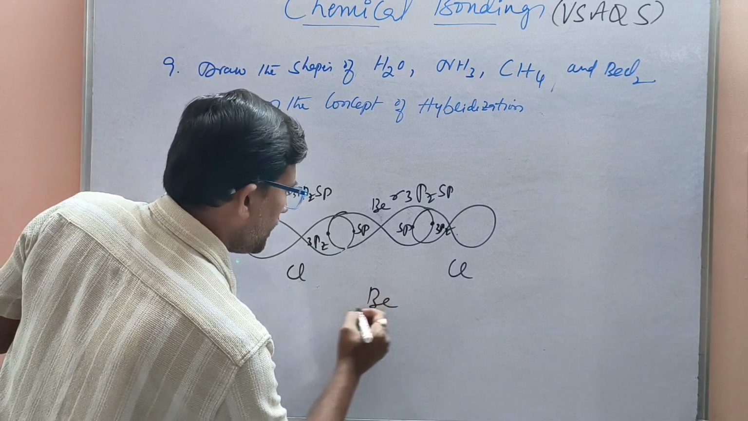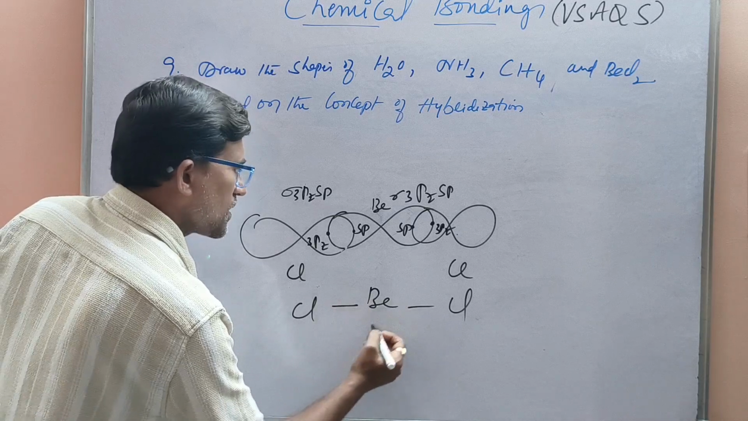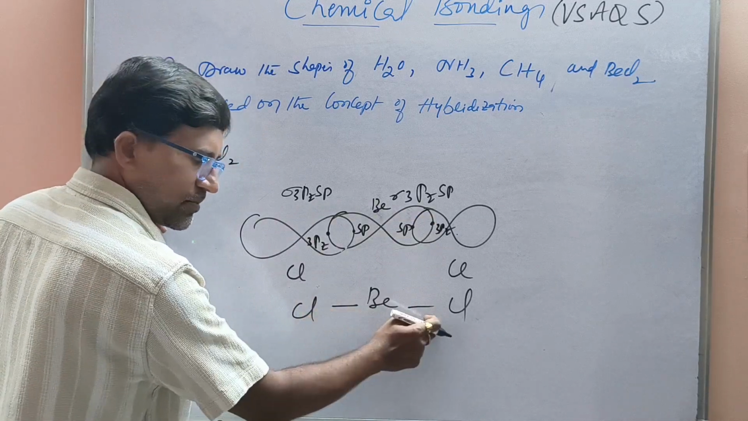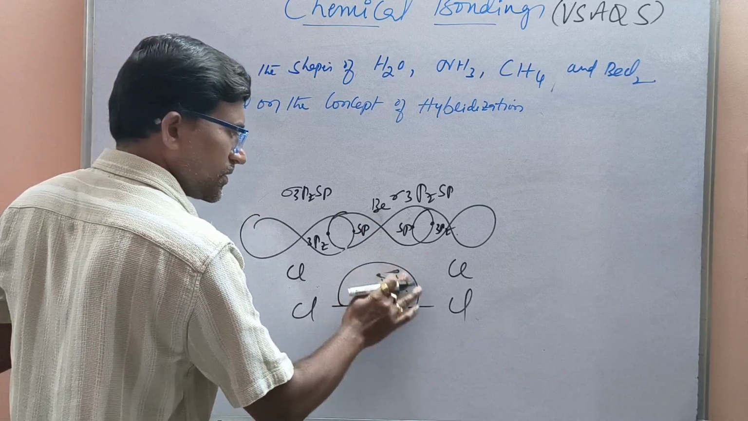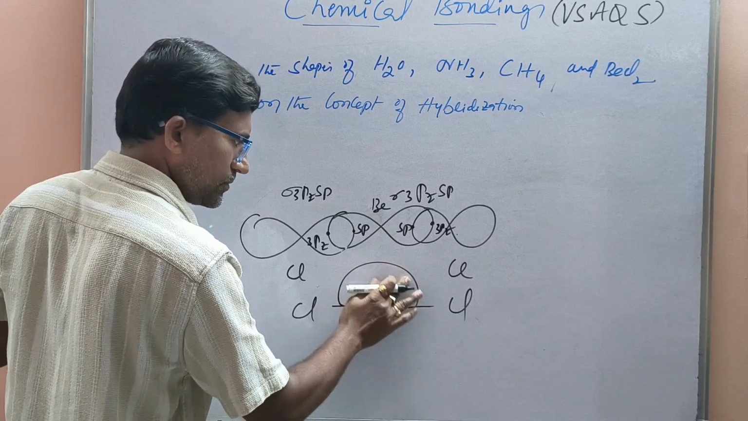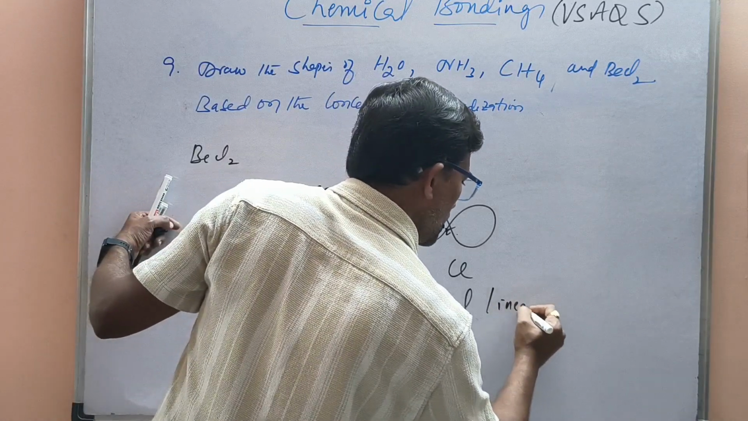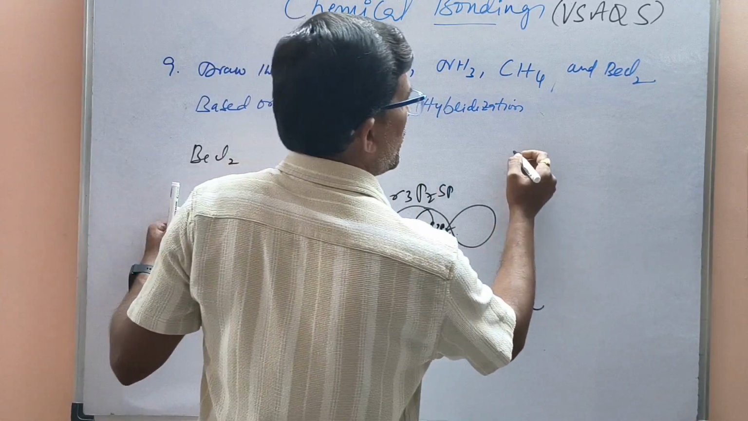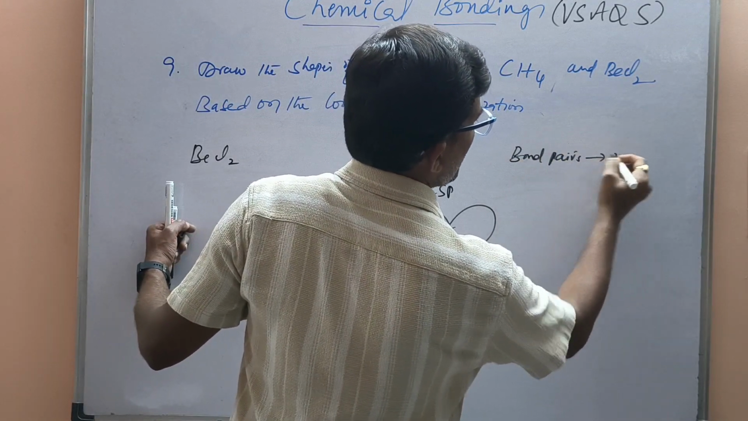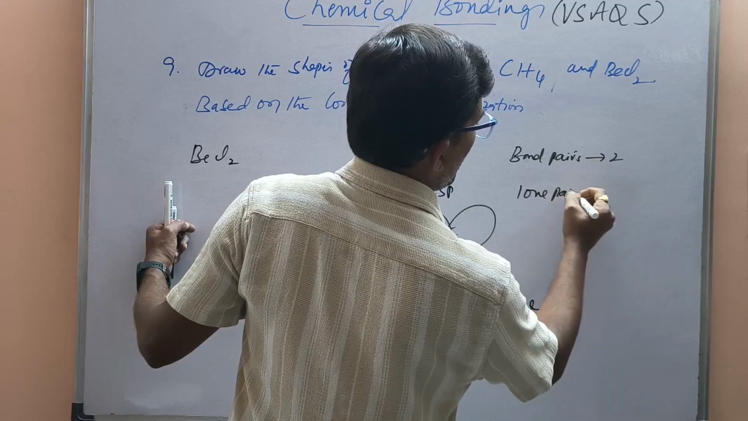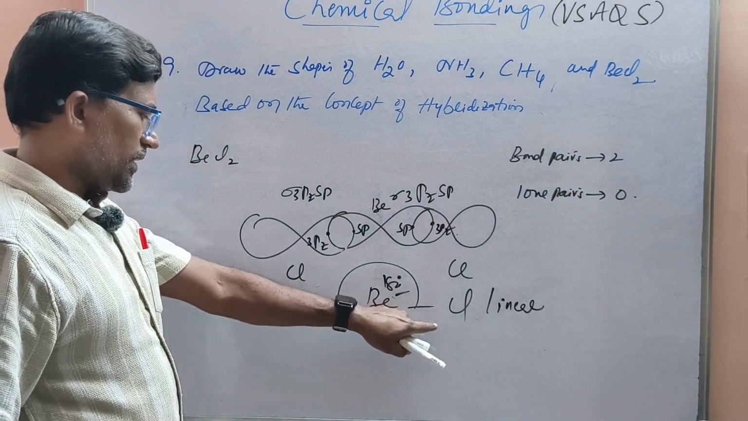Now if I write clearly Be, Cl, Cl. This is one sigma bond, and another sigma bond. Bond angle is 180 degrees. Shape is linear. And bond pairs are 2. Lone pairs are 0. And shape is linear, bond angle is 180 degree.